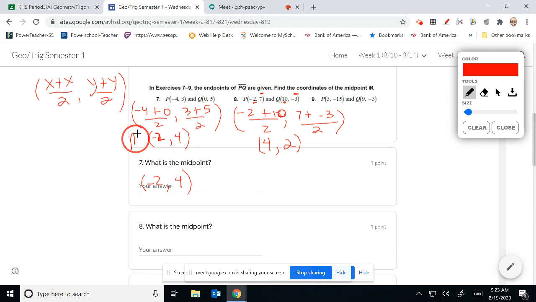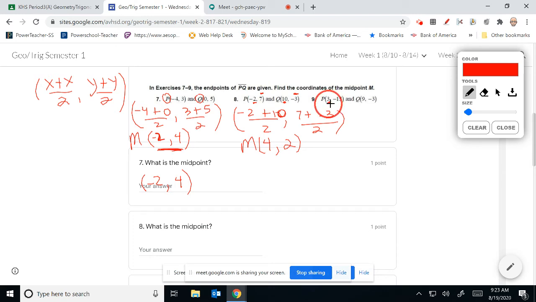These are your midpoints. I could put M next to all these. These would be your middle points. If I graphed P and I graphed Q, this point right here would be right halfway between P and Q if I connected it. Okay, so that would be the same on number 8.